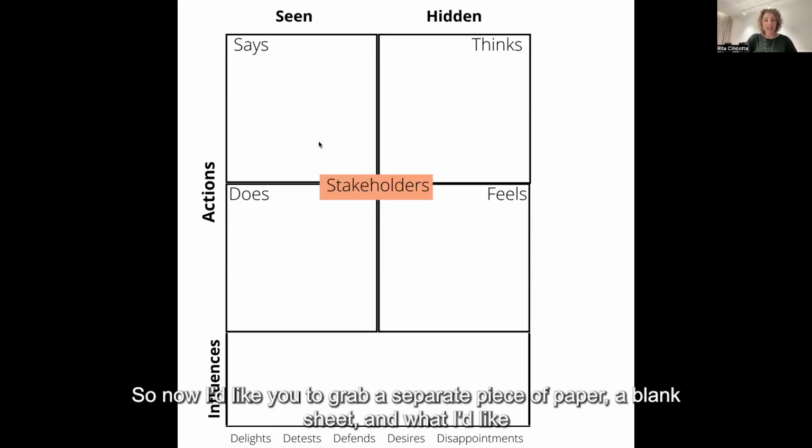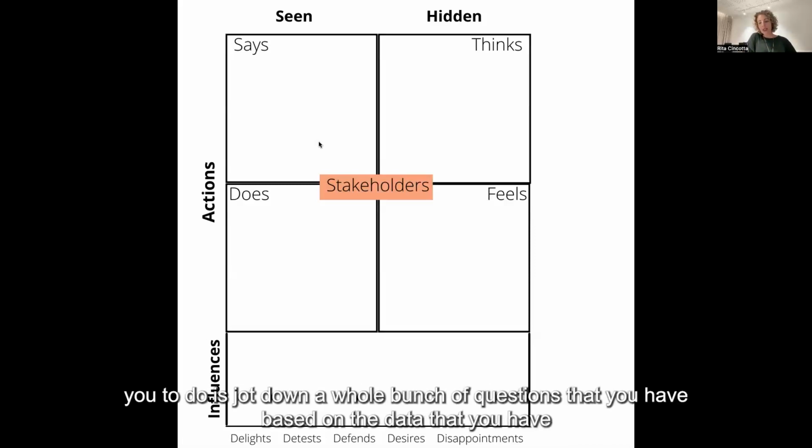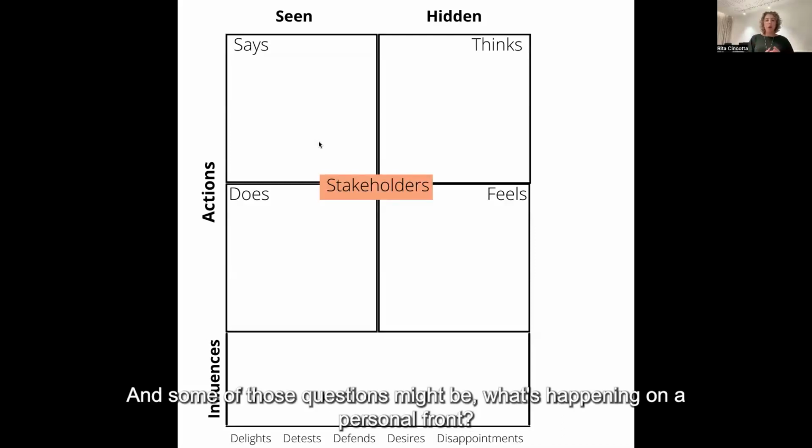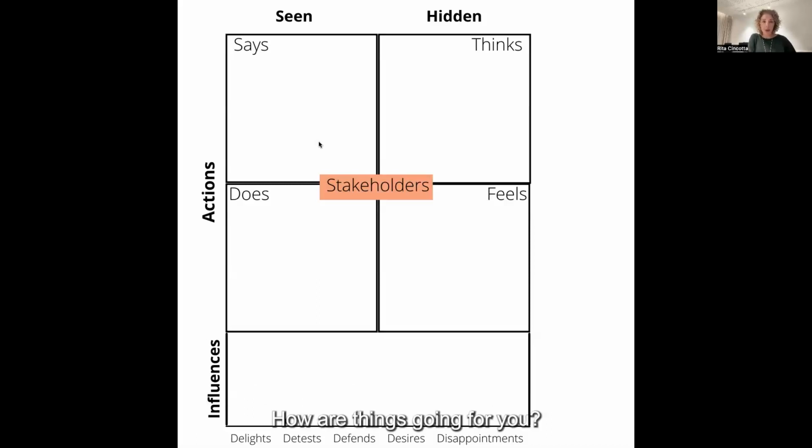So now I'd like you to grab a separate piece of paper, a blank sheet, and jot down a whole bunch of questions that you have based on the data that you have recorded. Some of those questions might be, what's happening on a personal front? How are things going for you? You mentioned that you're tired. Is there anything I can do to support you? That would be one question.